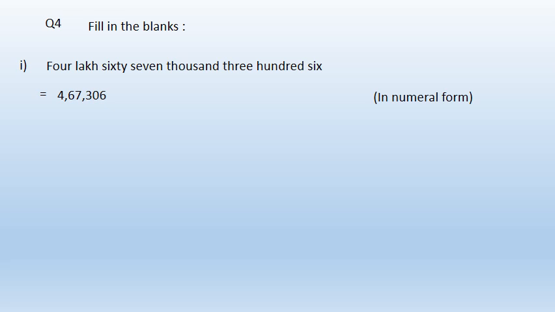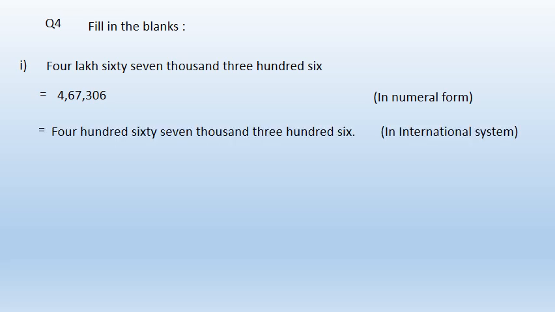Now if you want to write the same thing in the international system, what are we going to do? We are going to place the commas. How are we going to place the comma? By using 3 digits. If you see here, this is a 3-digit number. The next is also a 3-digit number. So what will come here? 467 comes in the thousand period and 306 comes in the ones period. So we write this as 467,306.